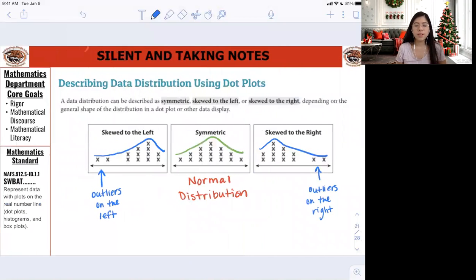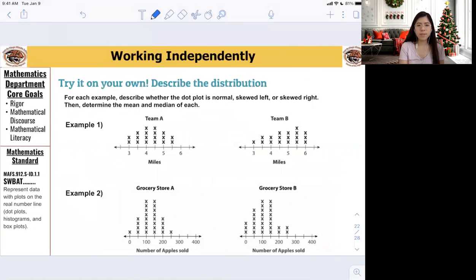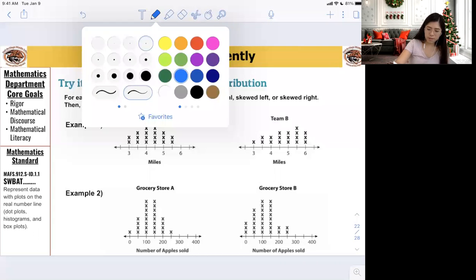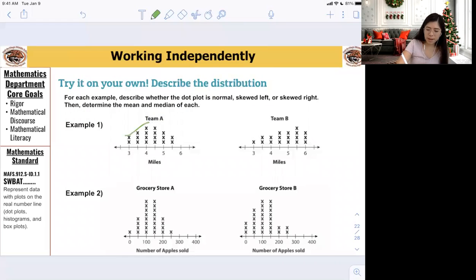So let's practice. For each example, describe whether the dot plot is normal, skewed left, or skewed right. Let's do that first, and after that, we'll determine the mean and the median. We'll do that later. So starting with example 1. What do we think? Team A versus Team B. Any of them normal versus skewed? Team A, it's kind of normal. Yeah, Team A is normal. And remember what I said, it might not be perfect, but this is a very even hill, right? You go up, you go down. That's normal.